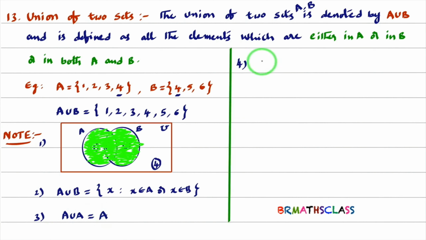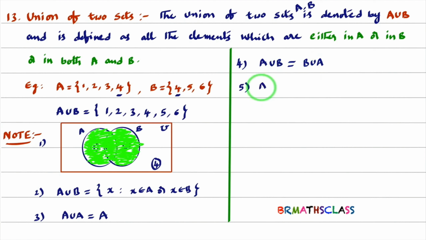Fourth important point. What you will say about A union B and B union A? Are they equal or they are not equal? Is A union B the same as B union A? What is B union A? B union A is the set which contains the elements which are present in B or in A or in both A and B. So here we can easily understand that in sets A union B is same as B union A.